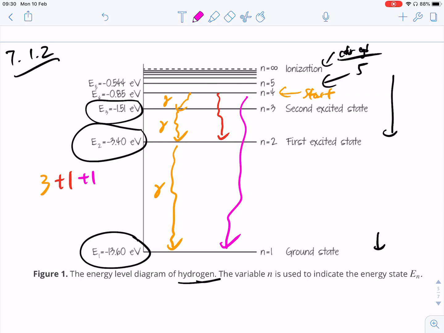So what that really means is that there are potentially 5 different photons that can be given off to make that transition from the fourth, n equals 4 starting state, all the way to n equals 1, the ground state.